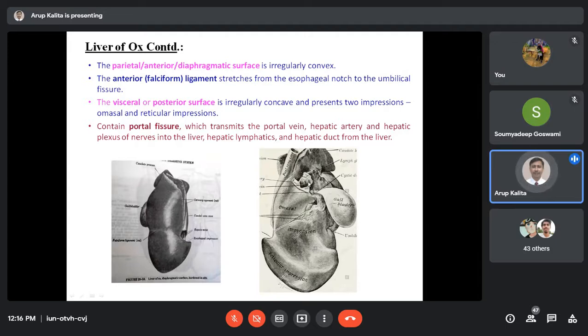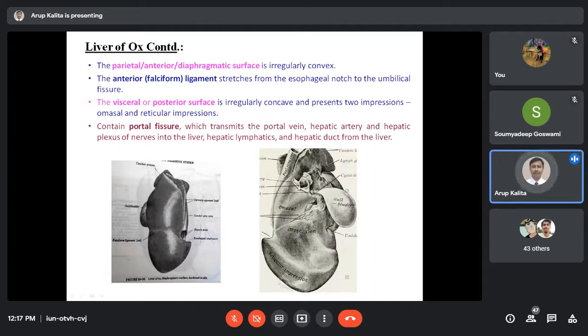Now, this portal fissure is responsible for transmitting the portal vein, hepatic artery, and hepatic plexus of nerves into the liver, and the hepatic lymphatics and hepatic duct from the liver. So these are the structures. Now what are the structures that will enter? The portal vein will enter into the liver. The hepatic artery will enter into the liver. Then the hepatic plexus of nerves enters into the liver.